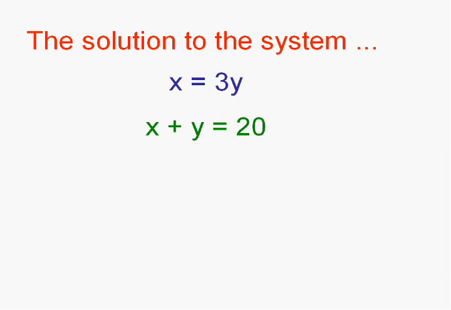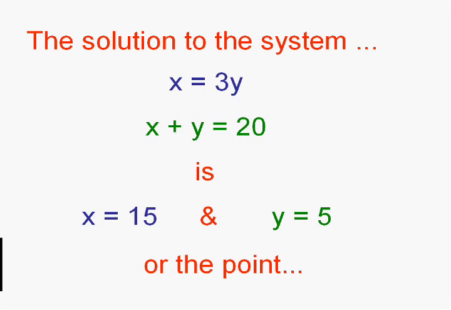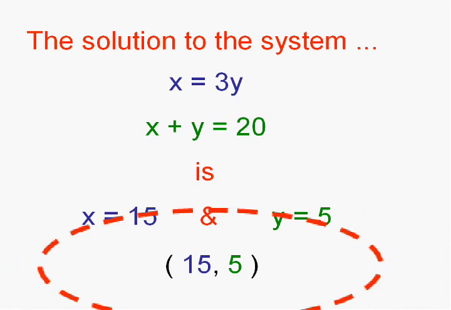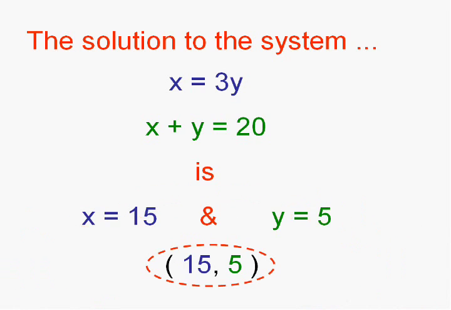So the solution to this system of two lines is the point where x equals 15 and y is 5, or sometimes we write the point (15, 5). Not so bad, and we did it without looking at the graphs, which is pretty cool.